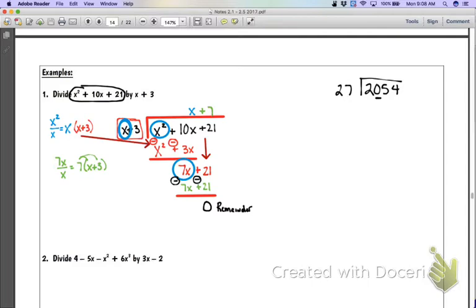Since I don't have a remainder, then x squared plus 10x plus 21 divided by x plus 3 is just x plus 7. So my final answer here is just x plus 7. I don't have a remainder, so I don't have to worry about it.